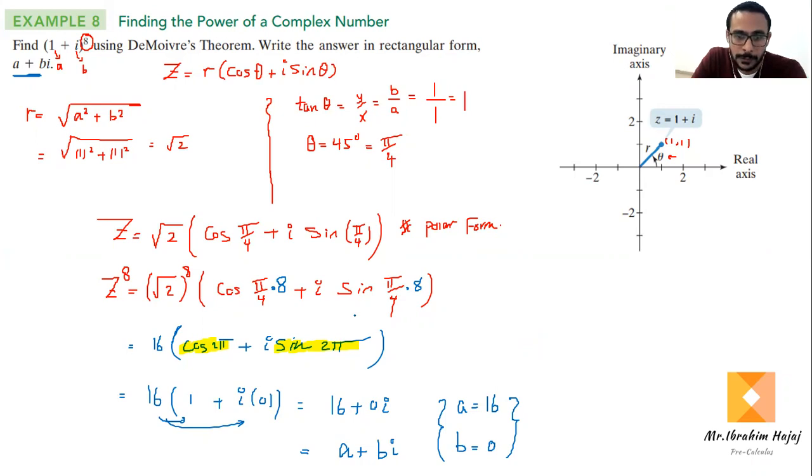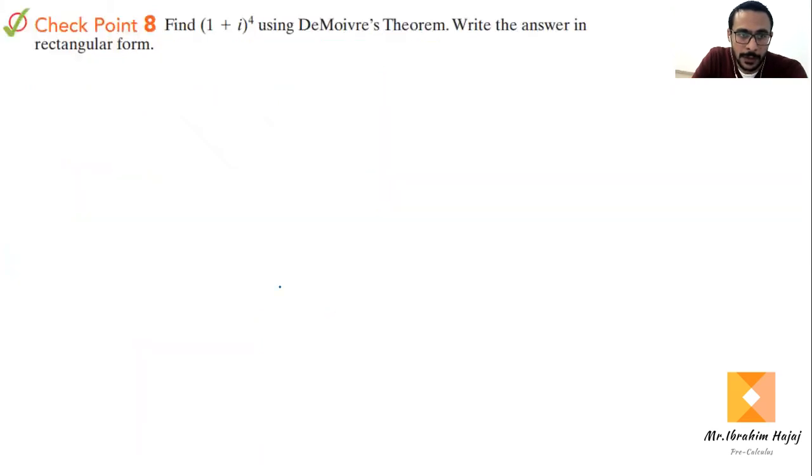Okay, next. Because it's easy, I'm going to ask Talal to solve checkpoint number 8. Will you find 1 plus i to the power of 4? Okay, first we'll find r and theta.